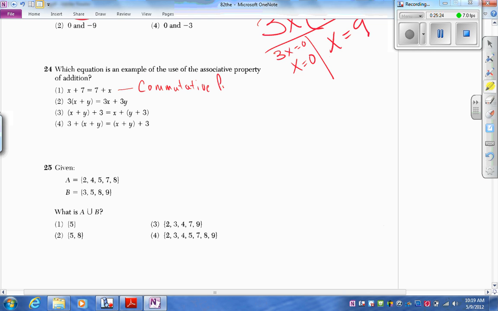Commutative property. So that's order switching. This one is obviously, hopefully you know this, the distributive property.